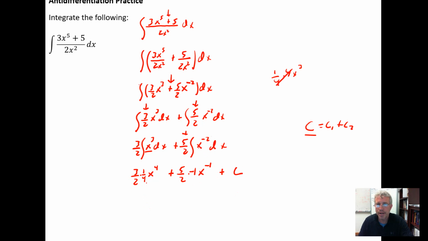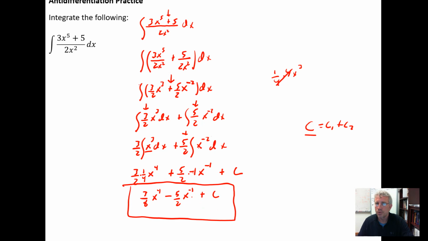And then we want to simplify if we can. So we have 3/2 times 1/4 is 3/8, x to the 4th. We have negative 1 times 5/2 will be minus 5/2 times x to the negative 1, plus c. And this is good here.